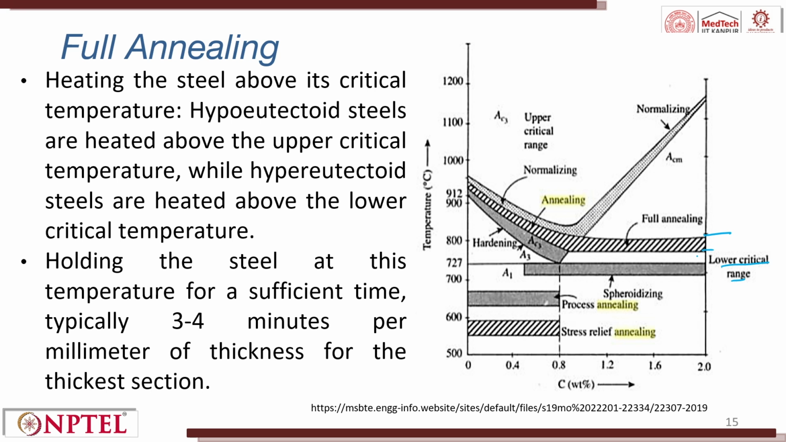So, lower critical range. Holding the steel at this temperature for a sufficient time, typically 3 to 4 minutes per millimeter of thickness for a thick section. You hold it for this. So, it is 3 to 4 minutes per millimeter. This is very important, right. So, you can try to calculate the thickness and then you will see what is the sufficient time of holding. So, again A1, A3 are there. Here you can see spheroidizing, process annealing and stress relieving.